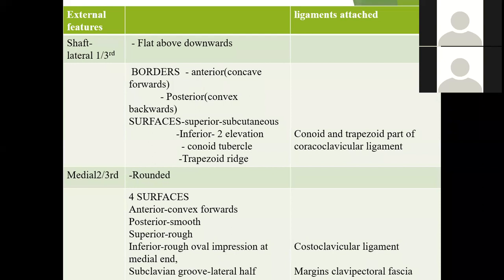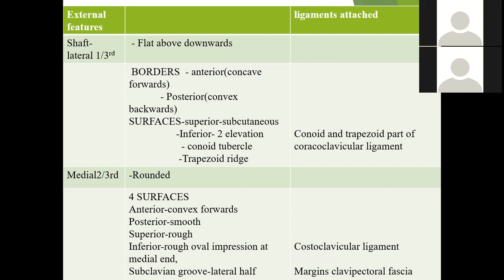Already we have seen the inferior surface of the lateral one third of the shaft. It has two elevations, one is the conoid tubercle and the other is the trapezoid ridge. These two elevations give attachment for the ligament called the coracoclavicular ligament. So this is the first ligament. Second, we are coming to the second ligament. Please trace it out below in this ligament column. The second ligament is the costoclavicular ligament. The name itself says it attaches with the first rib. So the costoclavicular ligament connects the clavicle and the first rib.